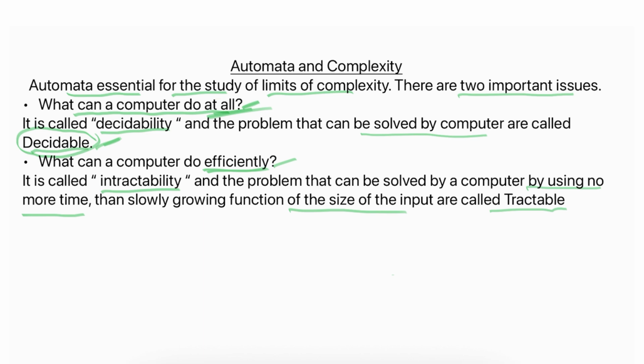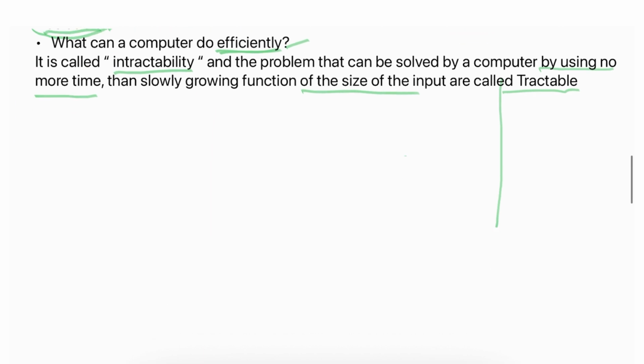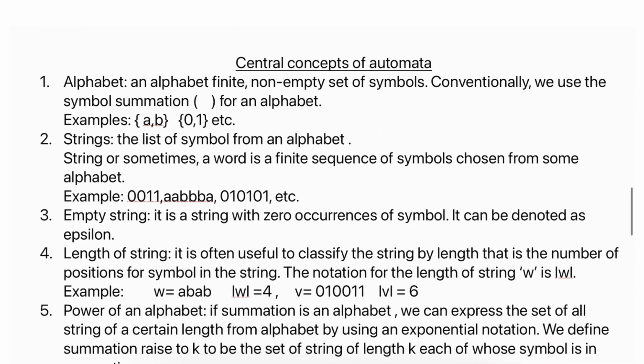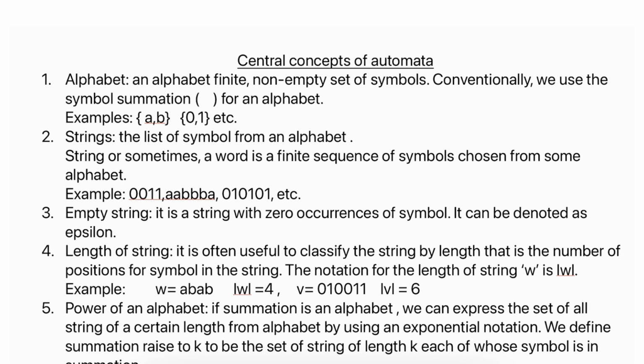Now we'll learn about the central concepts of automata theory. So the first one is alphabet. What is an alphabet? An alphabet is a finite, non-empty set of symbols.